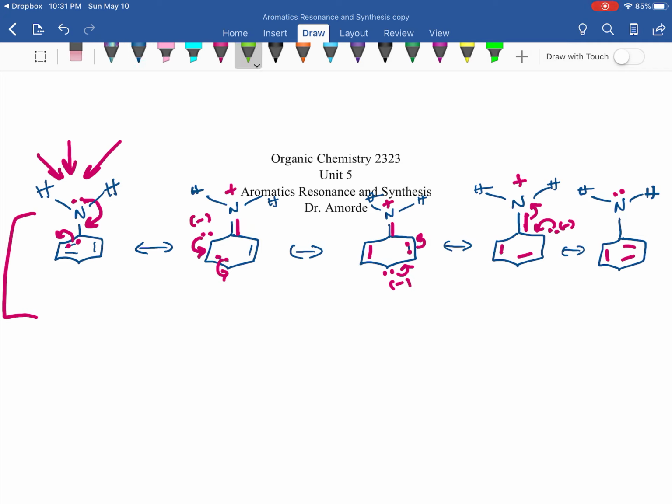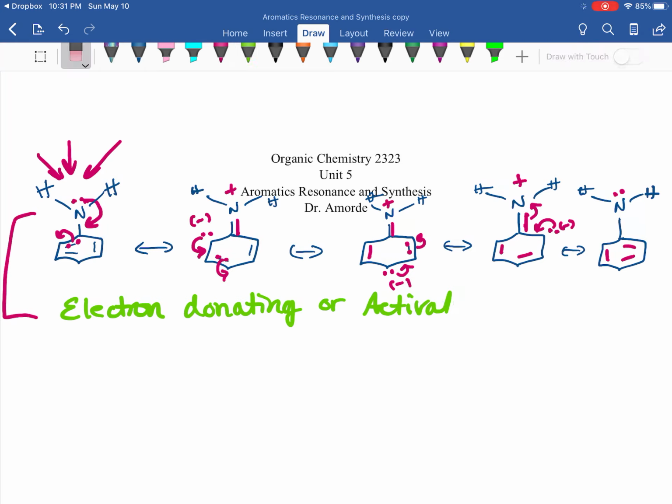So we have some vocab words here. The first thing is that because your lone pair is going into the ring, you are an electron donating, or sometimes called activating, group, because you just took a nucleophile that was okay, not very good, and honestly, adding electron density in, you just made it better.